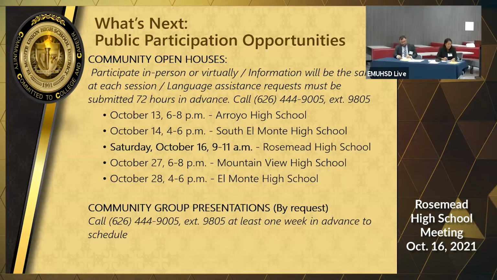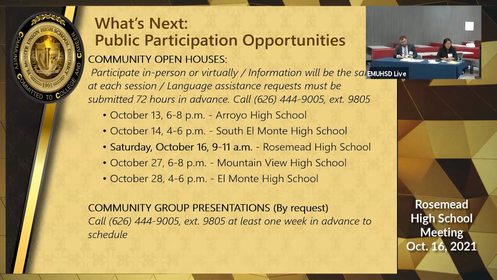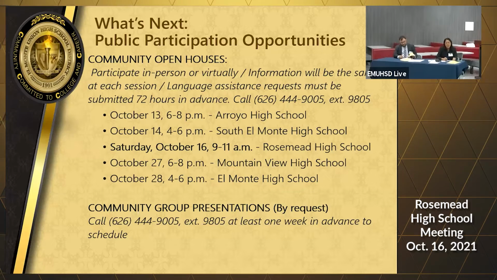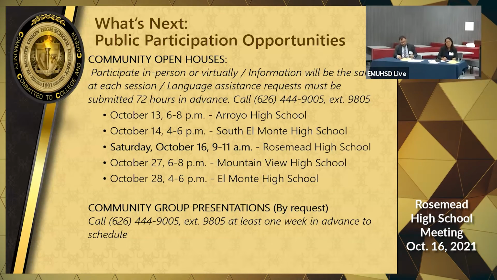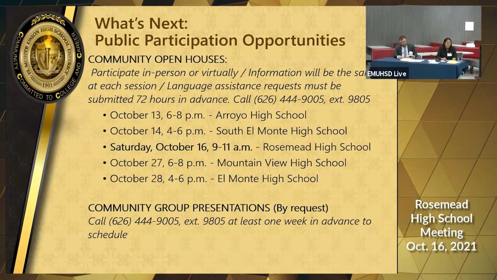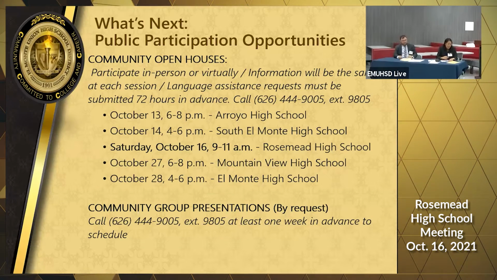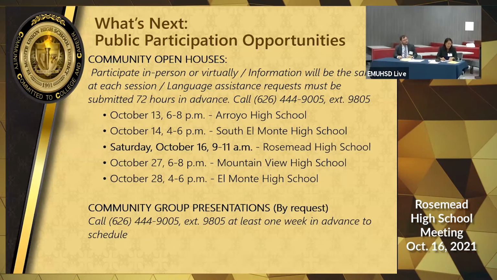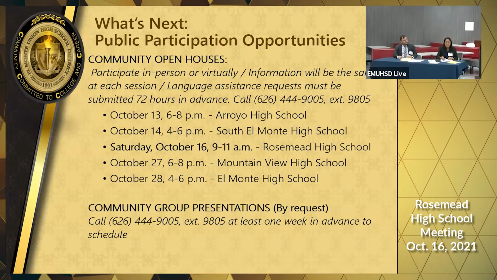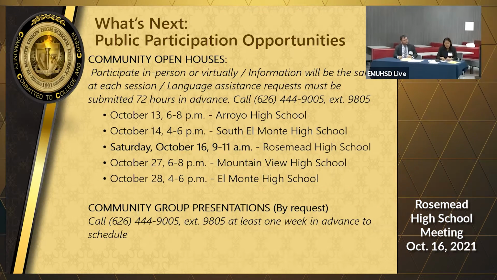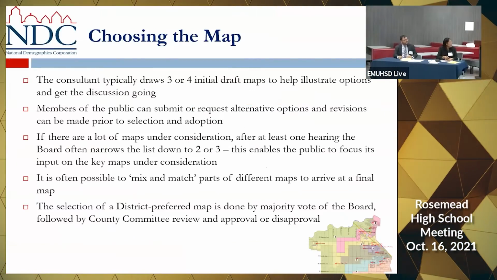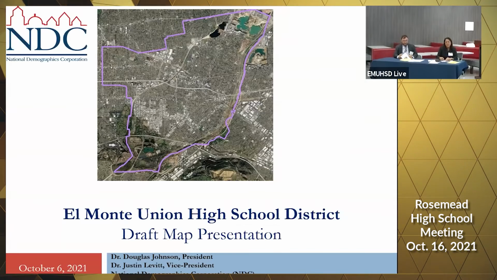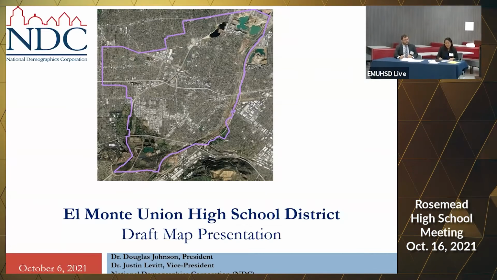We also, again, just a reminder, we do have the opportunity to schedule group presentations. And so if you belong to a service club or any other community group and you're interested in having this information shared with your membership, please give us a call at 626-444-9005, extension 9805, at least 1 week in advance to schedule. And so now I'd like to go ahead and turn this over to our demographer, Dr. Justin Levitt, who will be discussing our draft maps in greater detail.